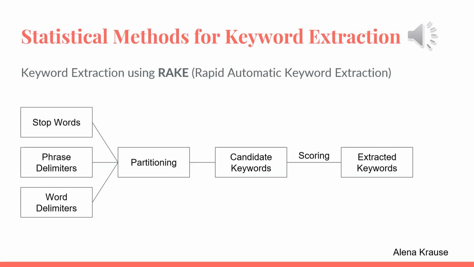One common statistical approach to keyword extraction is the RAKE algorithm, or Rapid Automatic Keyword Extraction Algorithm. The input parameters for RAKE comprise a list of stop words, a set of phrase delimiters, and a set of word delimiters. RAKE uses these stop words and phrase delimiters to partition the document text into candidate keywords. Co-occurrences of words within these candidate keywords are meaningful and can be used in the term scoring. The candidate words are ranked by their scores and are used to extract the final keywords for a given text.